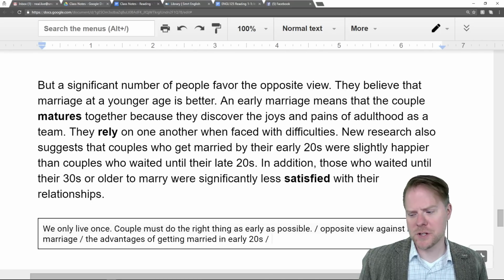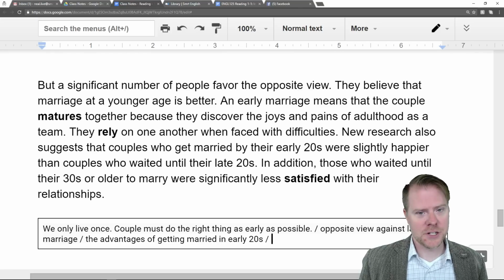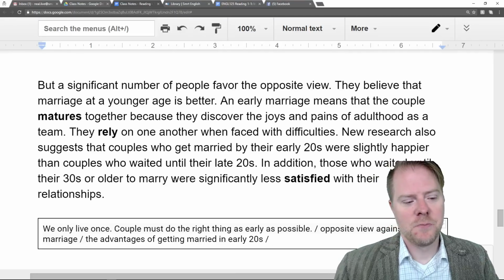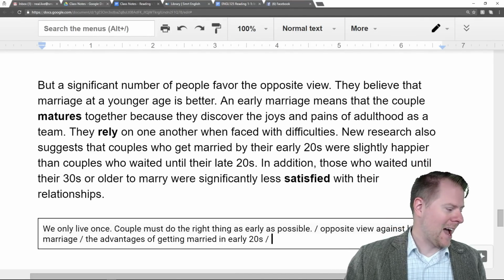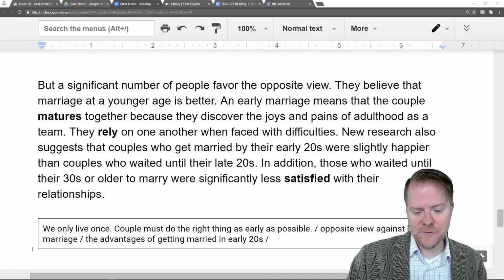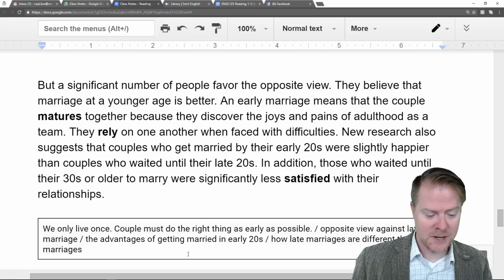So we have two opposing viewpoints in this article. One that advocates for late marriage because of things like financial stability, a career, an education, pursuing personal goals before getting married. And this one says people mature together. They learn to rely on each other. They seem happier. Yeah, and here, Mr. Singh, that is correct. We've seen the differences, how late marriages are different than early marriages.